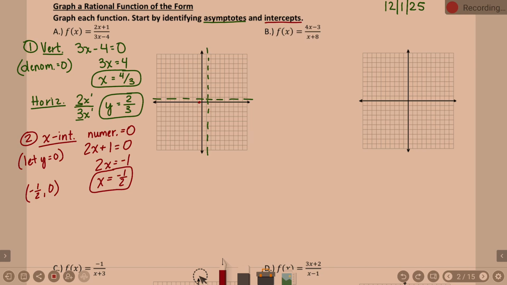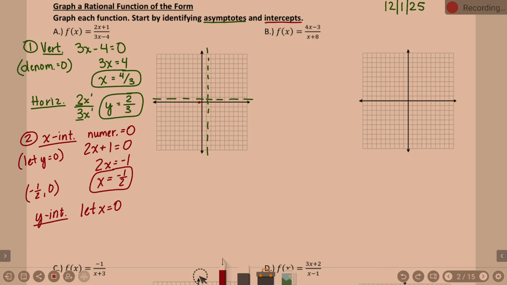Let's also, while we're here, find our y-intercept. Okay. X-intercepts happen when y equals 0. Y-intercepts are going to happen when x equals 0. So for this one, we're going to let x equal 0. And in terms of letting x equal 0, go put it into your original equation.